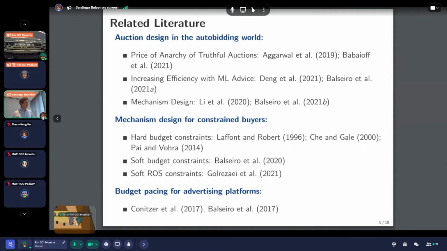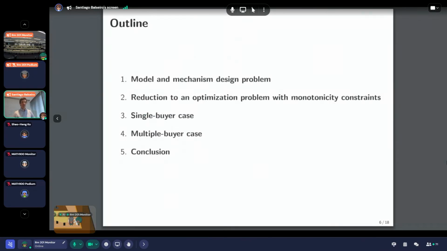Now, the outline of what I'm going to do today: I'm going to talk briefly about the model and the mechanism design problem. I'm going to explain our reduction to a problem with monotonicity constraints. I'm going to give you a preview of the single buyer case, and then I'm going to go very quickly over the multiple buyer case for you to understand the main challenges that arise there.